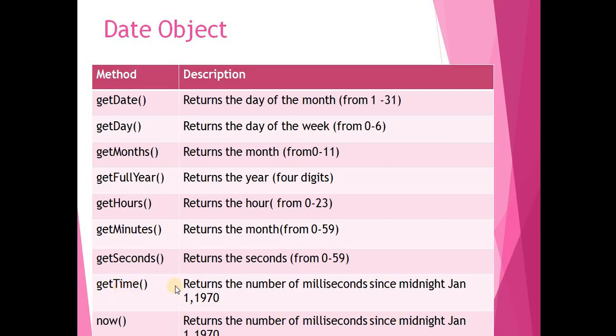getTime. Now this is going to show you the time in milliseconds. It is going to calculate the milliseconds from 1st of Jan 1970 and show you the time in millisecond form. Next, now is also going to do the same thing. It is going to show you number of milliseconds since midnight Jan 1 1970.